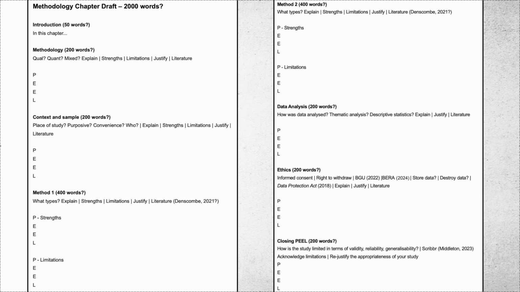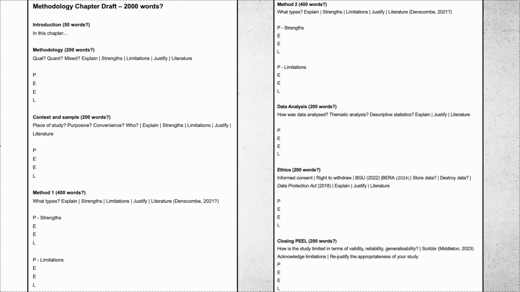Then you're going to go into the explanation. Well, what are the strengths? Justify using this method. And then you can flip to the limitations. Underpin with the literature again. In the explanation, you might want to offer ways to mitigate the limitations or how you have counteracted those limitations in some way.